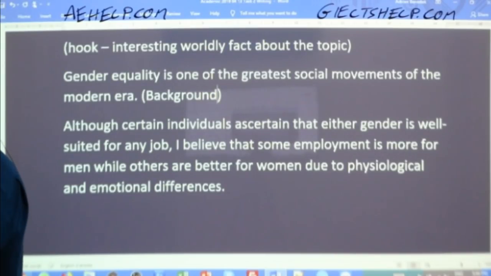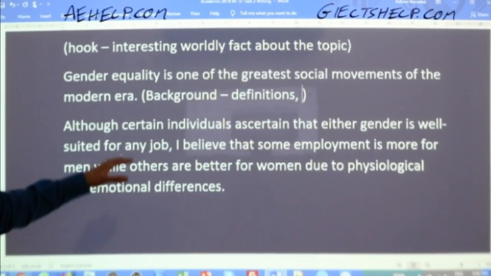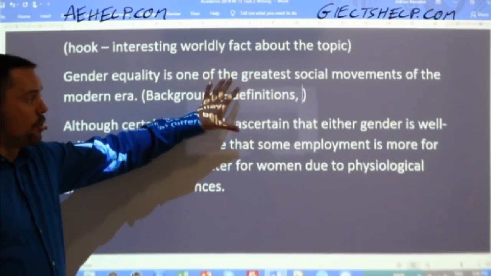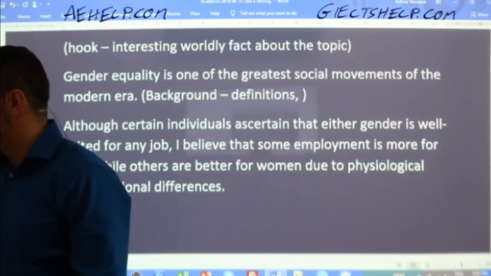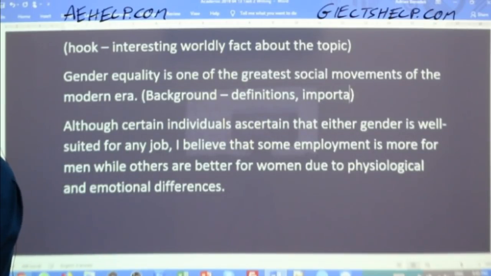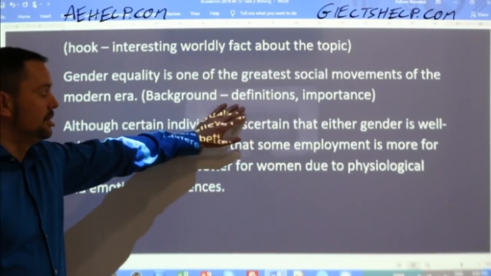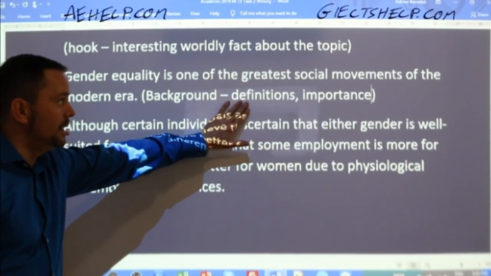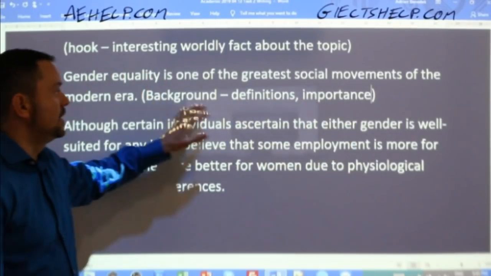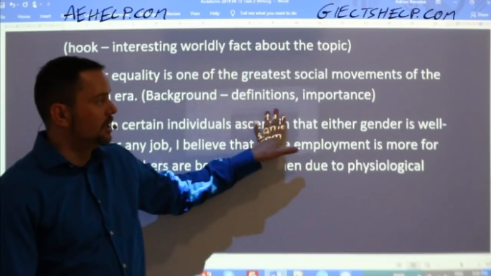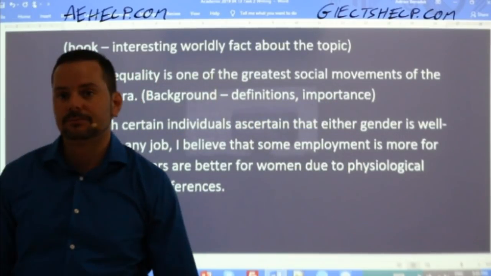Okay? The background involves the differences, includes the definitions. Too many thoughts in my head at one time. So you're defining your ideas for this essay, and you are giving the importance of this essay or this discussion. So keep it really simple. The other way to think about this is, what are you talking about? Why are you talking about it, right? So that's your background in the introduction. What are you talking about? Why are you talking about it? All right.